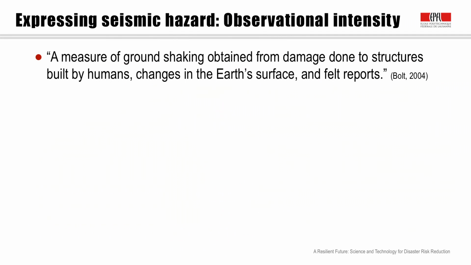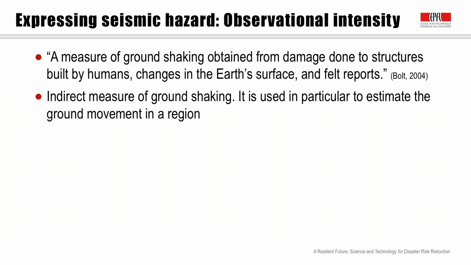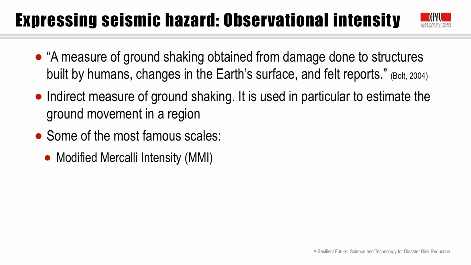Following the definition of Bolt, observational intensity is a measure of ground shaking obtained from damage done to structures built by humans, changes in the Earth's surface, and felt reports. It is an indirect measure for the ground shaking, being particularly useful for historical earthquakes, where no records of the ground motions are available, or for recent earthquakes in regions where no accelerometers were installed. The most famous scale is probably the modified Mercalli intensity, MMI.